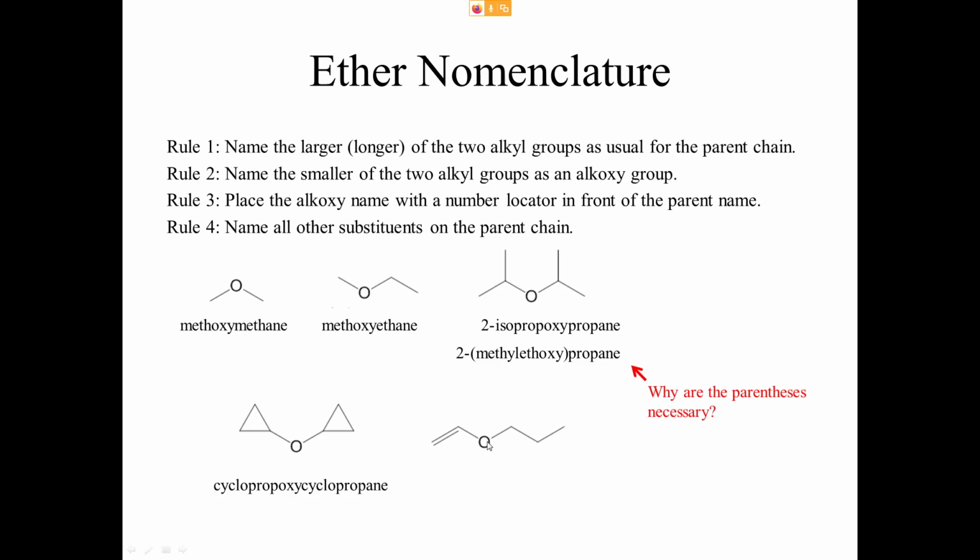This is not an alcohol. That's not higher priority. This is an ether. An ether has no priority. So down here, the double bond gives this side priority over this side, so this is the main chain.